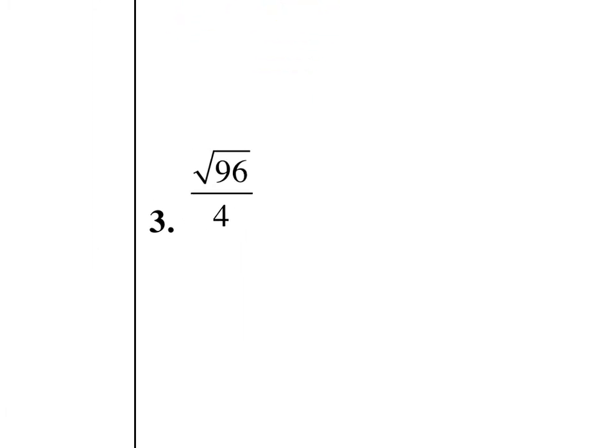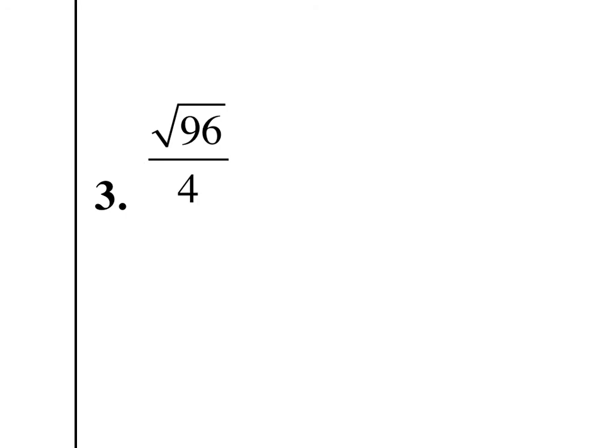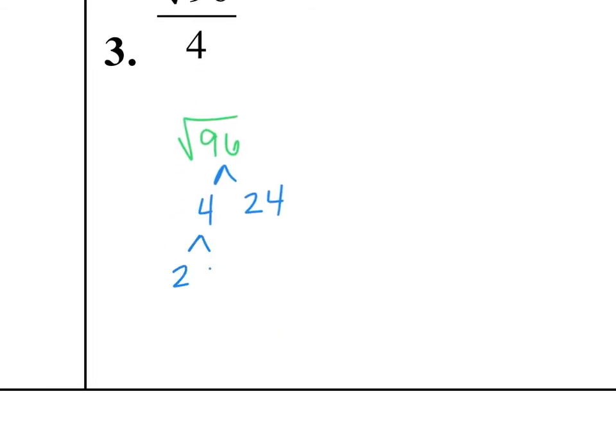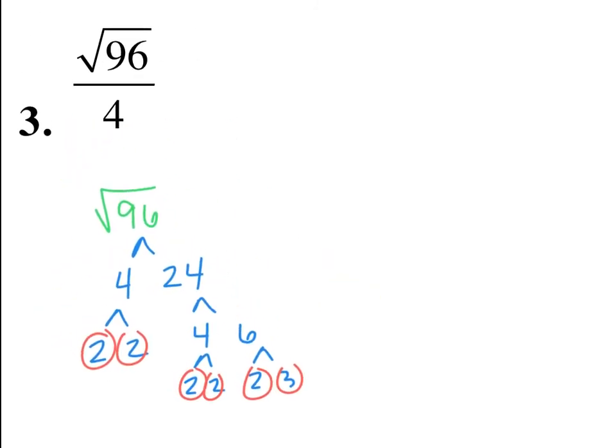And then our final question, we have radical 96 over 4. What we want to do is break apart our radical 96 to see if we can simplify it a little further. So I'm going to do 4 and 24. 2 and 2. 4 and 6. 2 and 2. 2 and 3. All that goes under my radical.